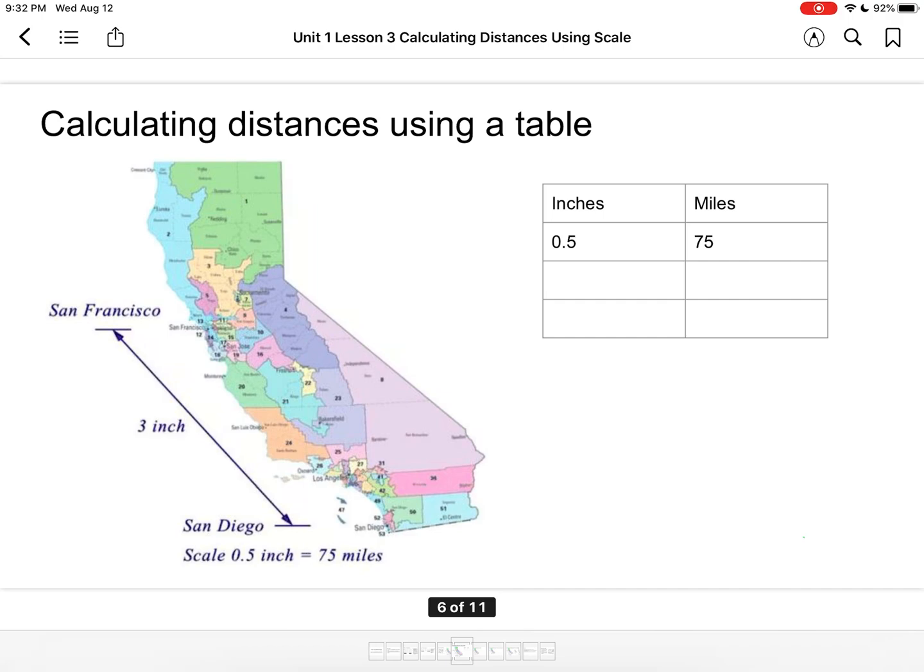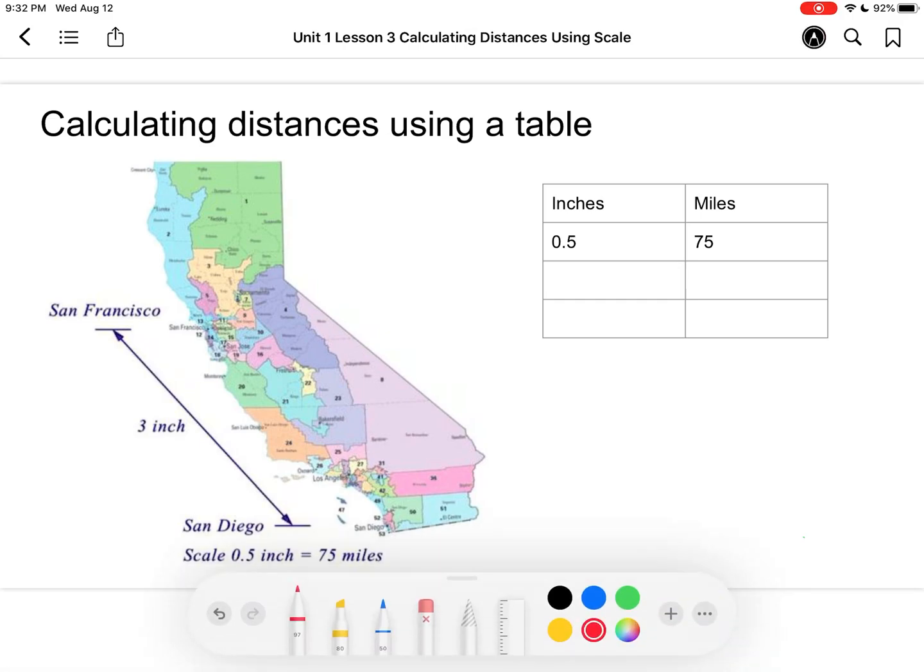So to calculate distances, we've got a couple of different ways we can set this up. Here we'll use a table. And the first thing to notice is that the scale says inches to miles. So your headings in your table will be inches and miles. And the scale is 0.5 of an inch, so that's here on the first row, represents 75 miles. So 0.5 of an inch represents 75 miles.